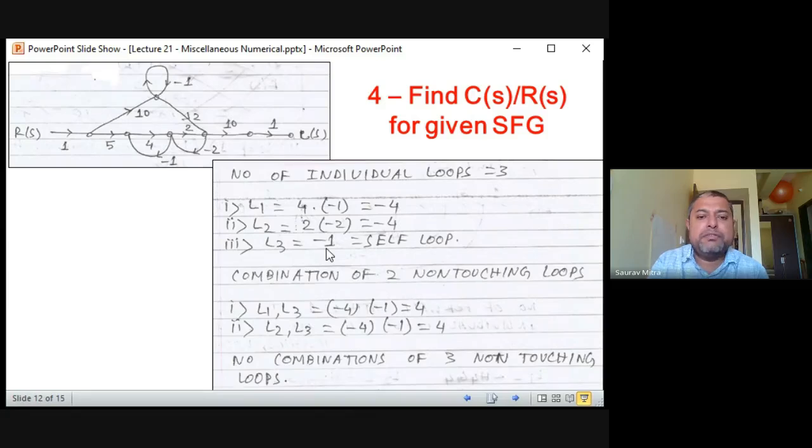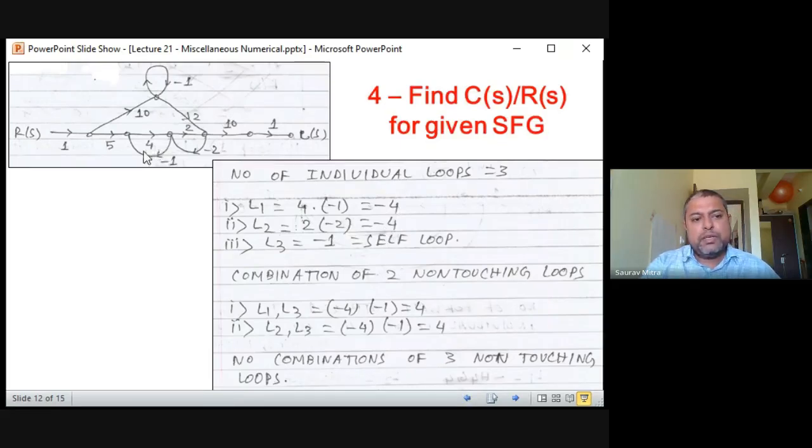One very important thing we are finding is all the loops are having negative feedback. That means in the denominator everything should be positive. Whenever all the loops have negative feedback, the denominator will be all positive. This we will find out. So L3 is equal to minus 1, L1 is equal to minus 4, L2 is equal to minus 4, and there is a combination of non-touching loop pair.